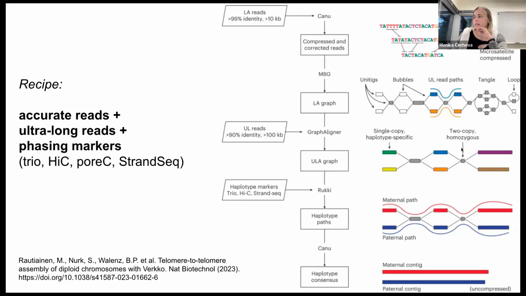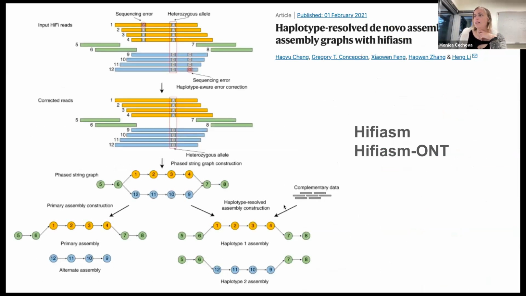And then you have this nice assembly, and what you will do next is the phasing step. So you will find the maternal path and paternal path, and then you will get maternal contigs and paternal contigs. So this is the algorithm for Verkko. I won't get into details of the algorithm for HiFi.